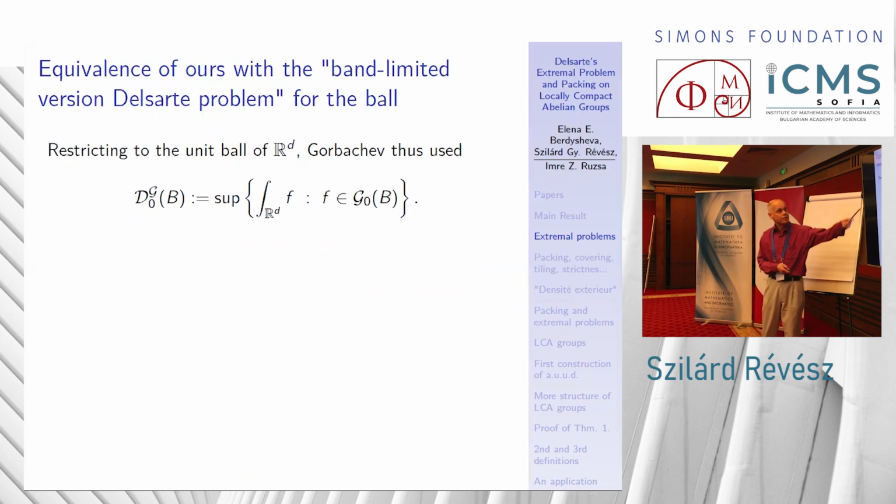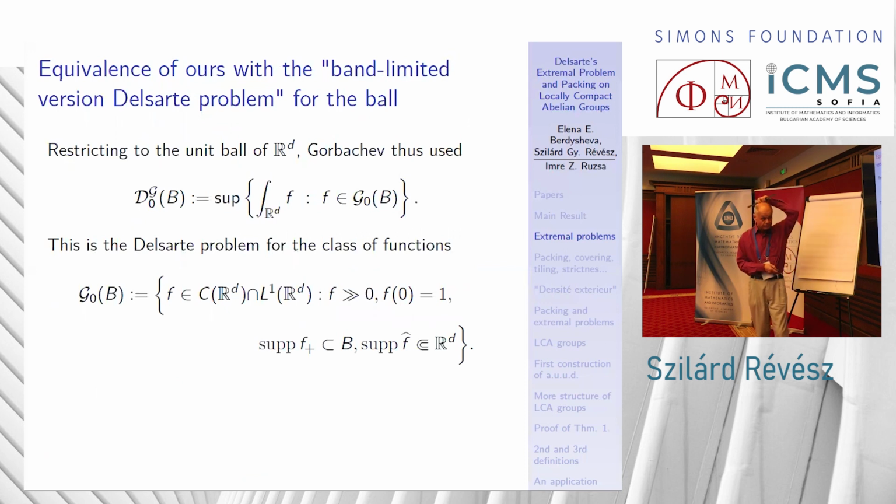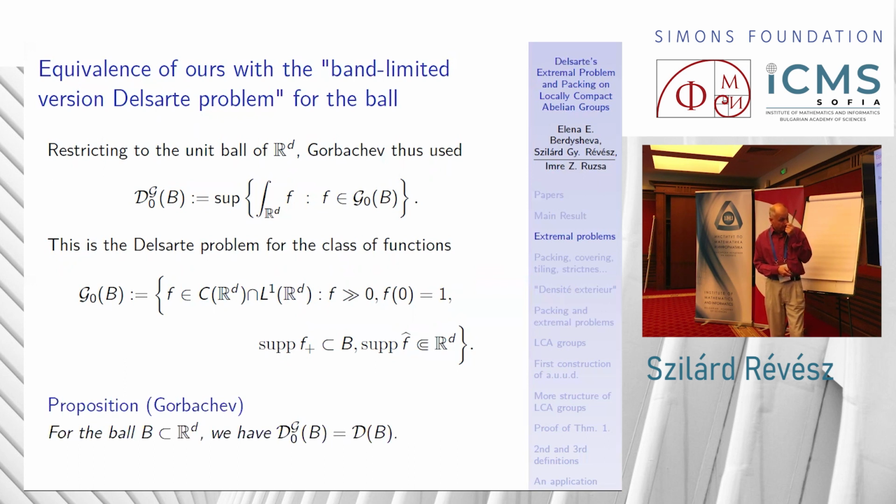So Gorbachev used this version of the Delsarte constant. The new restriction is that the support of the function F is compact. But he could prove that his Delsarte constant, at least for the ball, is equal to the other way defined Delsarte constant. We were in correspondence with him. This proof has never been published before, and he provided us the full proof, which is not that easy at all. I mean, it's something like 7 pages in a paper which we published in a friendly agreement with him. So one has to prove these things. It's part of the experiment.